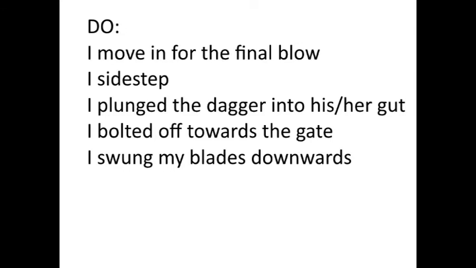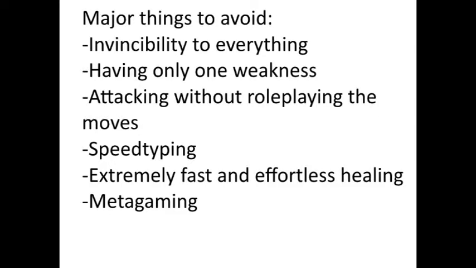As for dodging, you're going to describe how you dodge. For example, if someone's swinging a sword downwards at you, you can say, "I sidestep," which will avoid the blow. As for stab, we're going to describe how we stab them: "I plunge the dagger into his or her gut." As for runs, you're going to want to state the direction you're running, as in, "I bolted off towards the gate." And slice and dices is just a very under-descriptive thing, so we're going to say, "I swung my blades downwards."